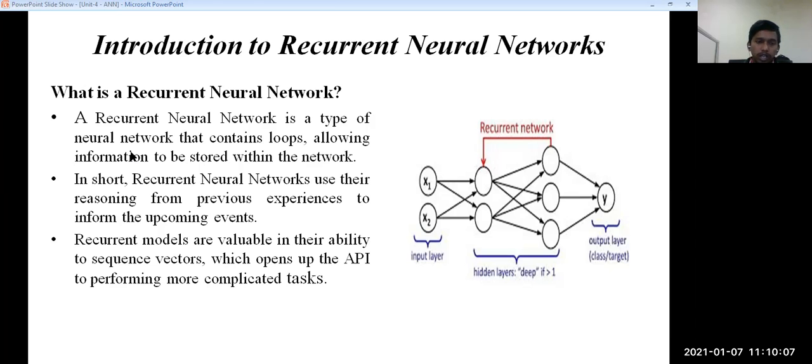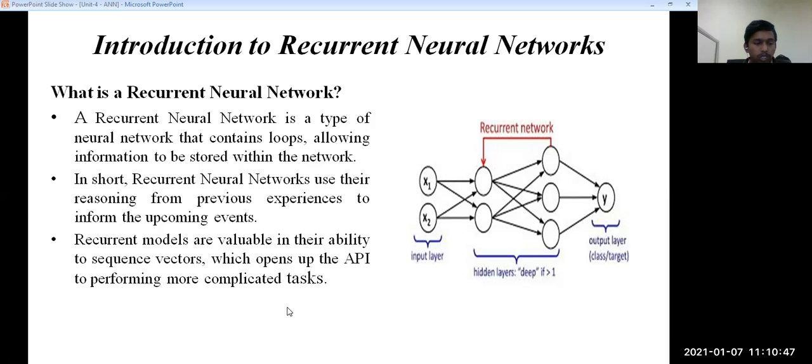Recurrent neural network models are valuable in their ability to sequence vectors. As I said in the initial stage, it is mostly used for sequential data processing, which opens up the API to perform more complicated tasks. So whenever you have a complicated task that needs previous steps as input, RNN gives you the appropriate solution. There are some APIs designed to perform such tasks, such as speech recognition or online translation of different languages. These things can be performed using recurrent neural networks.